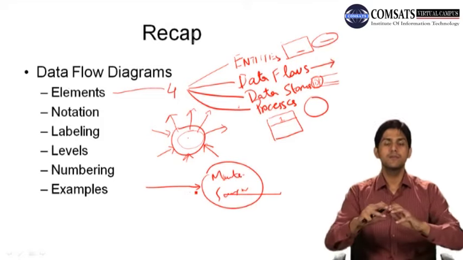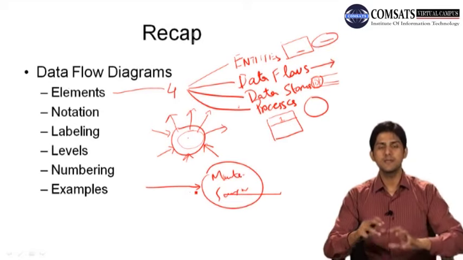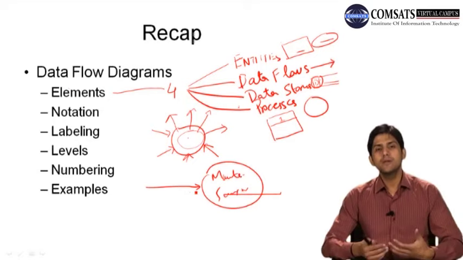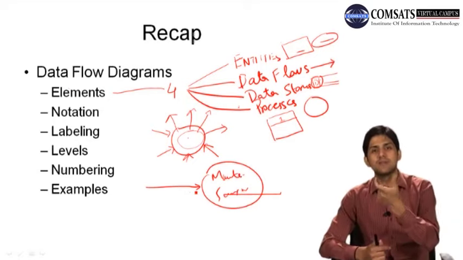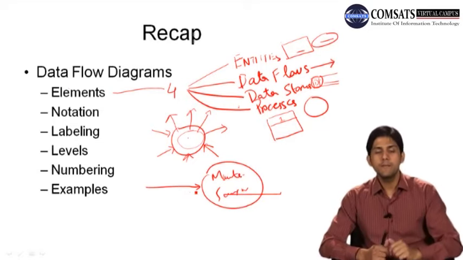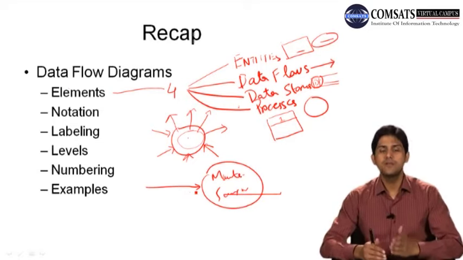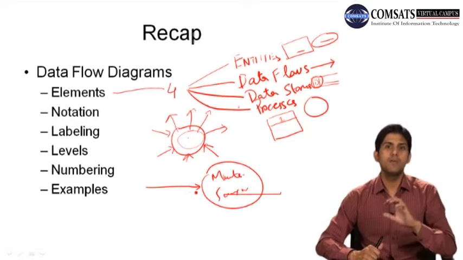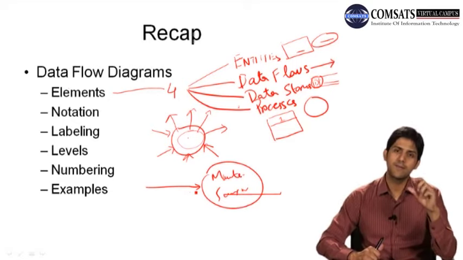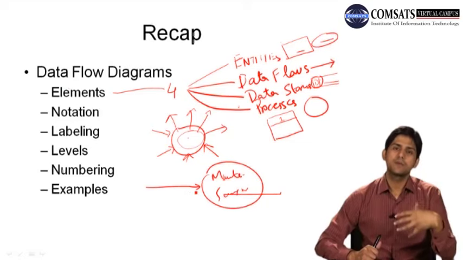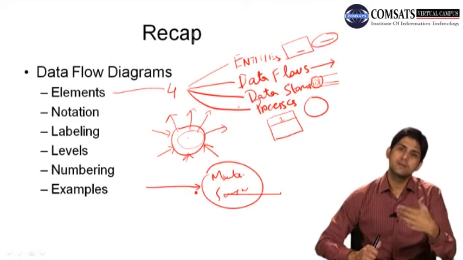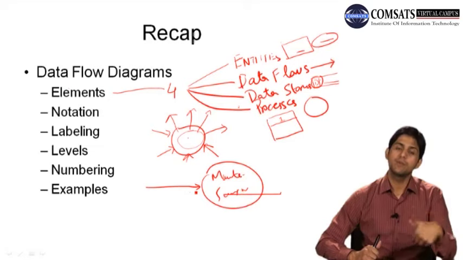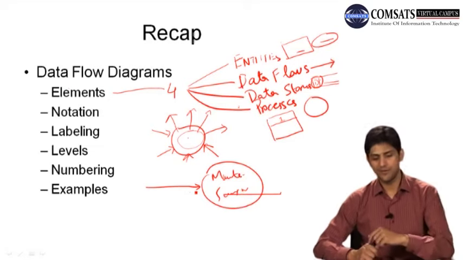Even if you consider that a process is complex and you want to know what's happening inside, you can decompose it. Then we discussed numbering. At level 0, we do not number our processes because we only have one process at level 0, the context level. But when we go to level 1, we name all the processes 1, 2, 3, 4, and so on. At level 2, for example, if we realize that process 1 in the level 1 DFD is complex and we want to decompose it, then when we draw a level 2 DFD for process 1, we label all these sub-processes as 1.1, 1.2, 1.3, and so on.